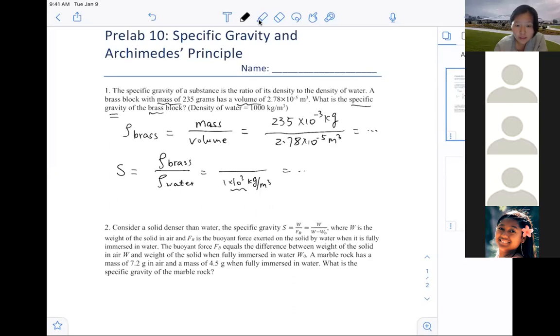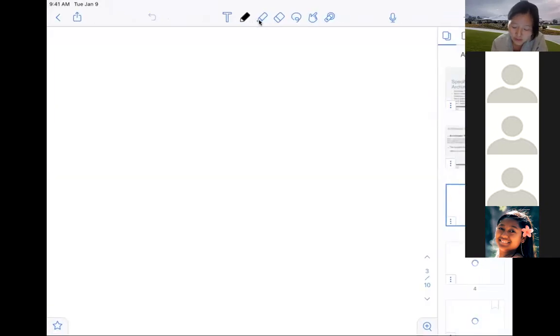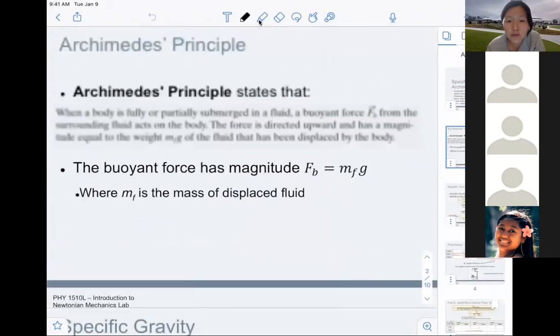And the second thing we do in the lab actually relies on something called Archimedes' principle. Archimedes is a Greek mathematician. The common story of how he discovered Archimedes' principle, which is a way to measure the density of an object, is that he was thinking about this question in the bathtub. What do you notice when people sit in the bathtub? What happens to the water level?